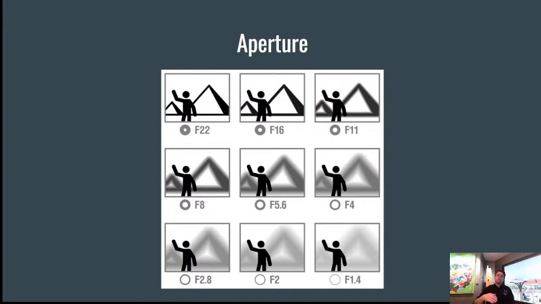And when we look at the opposite end of that, at 22, we see a very tiny hole and we can see the pyramid and we can see this person in front of it. So the best way to describe this is the smaller the number, the more blur you will have on your background from your foreground, and the higher the number, the more information that the camera is going to pick up.